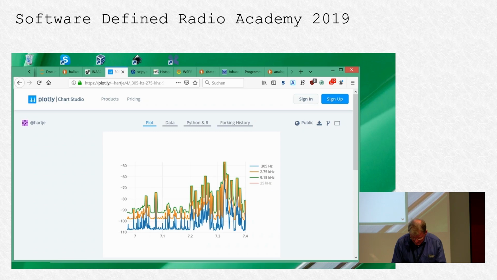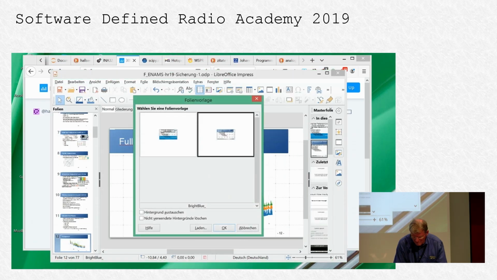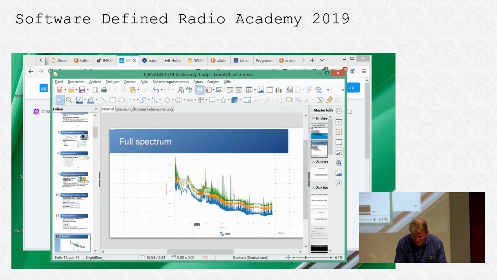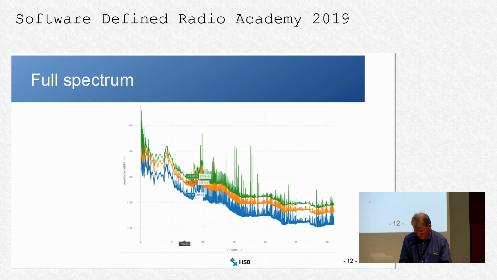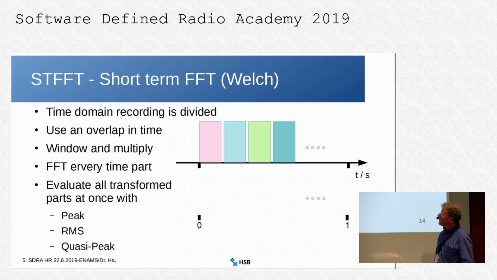Okay, just back to my foils. Okay, this is another view. If the web doesn't function, I can show and explain a little bit. Okay, that's fine. How do we obtain these results?